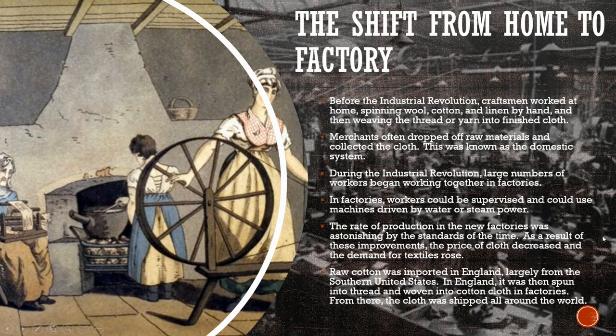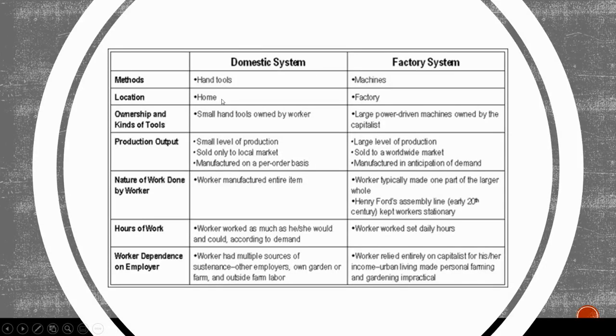So raw cotton was imported into England, largely from the southern United States, with all our cotton fields. And in England, it was spun into thread and woven into cotton cloth in factories. From there, the cloth was shipped all over the world. So bring the raw material in, turn it into something extremely valuable, and then sell it back to the people who got you the raw material. And this is a breakdown of the two different systems, the domestic system and the factory system: one done by hand, one done by machines, one done at home, one done in factories.